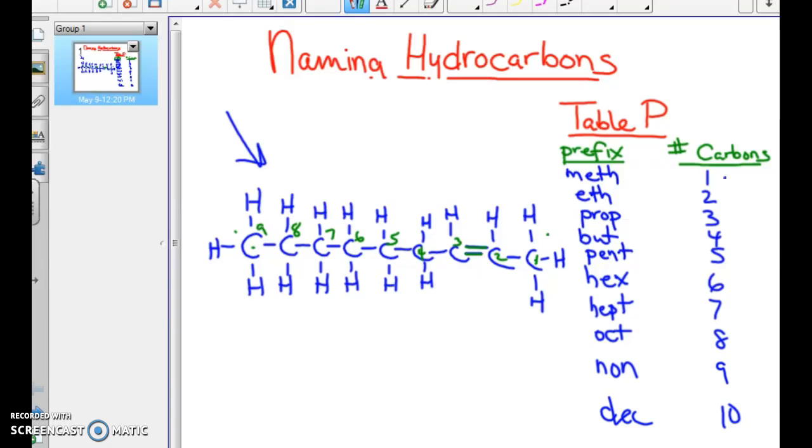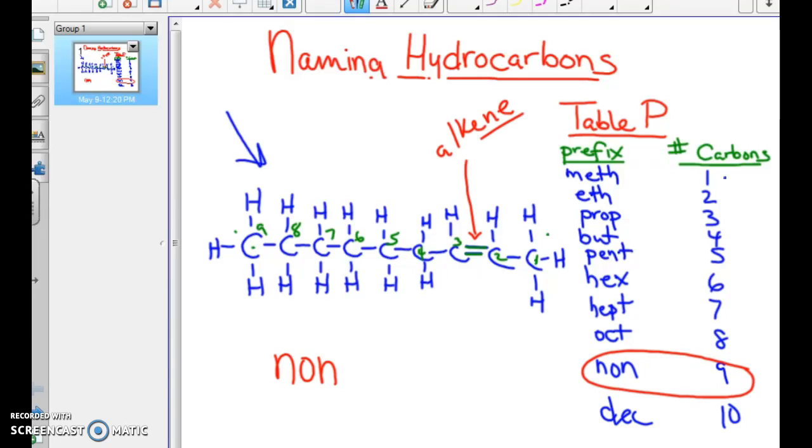All right. So again, if I have 9 carbons, that is a non-. Now, is it non-ane, non-ene, or non-yne? Well, if you look on table Q, only the alkenes have a double bond, meaning we're going to put -ene here. It is called nonene, but we need to state the location of the double bond. Well, it is between carbon 2 and 3, making this 2-nonene.